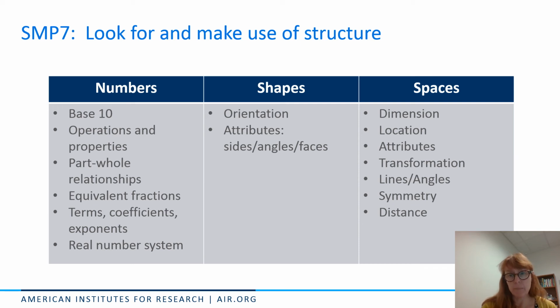For shapes, I might consider orientation or attributes that occur, such as sides and angles and faces. And for spaces, there are lots of different types of structure. It might be dimensions, it could be a location, it could be transformations that are occurring within a space. There might be symmetry, and in particular, there might be distance as a space type of structure.